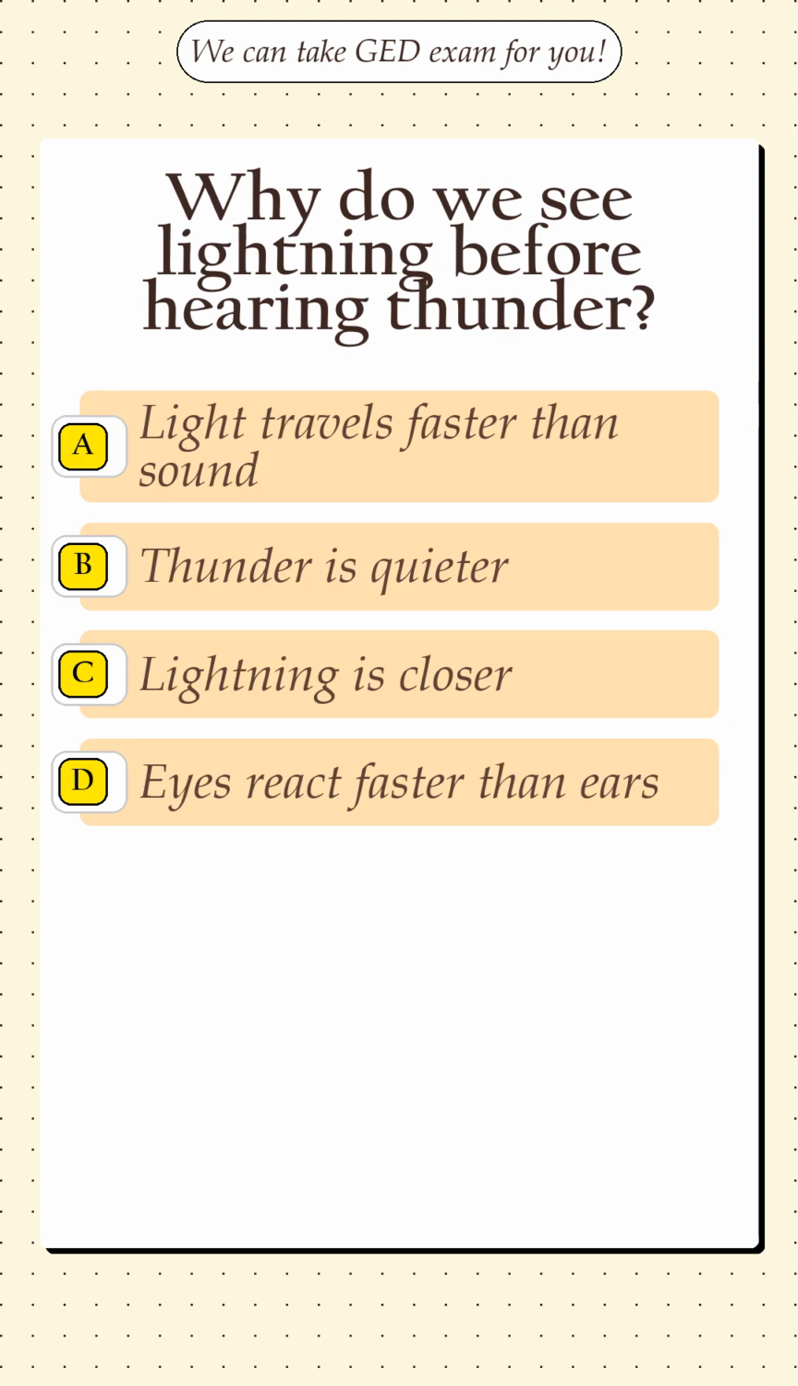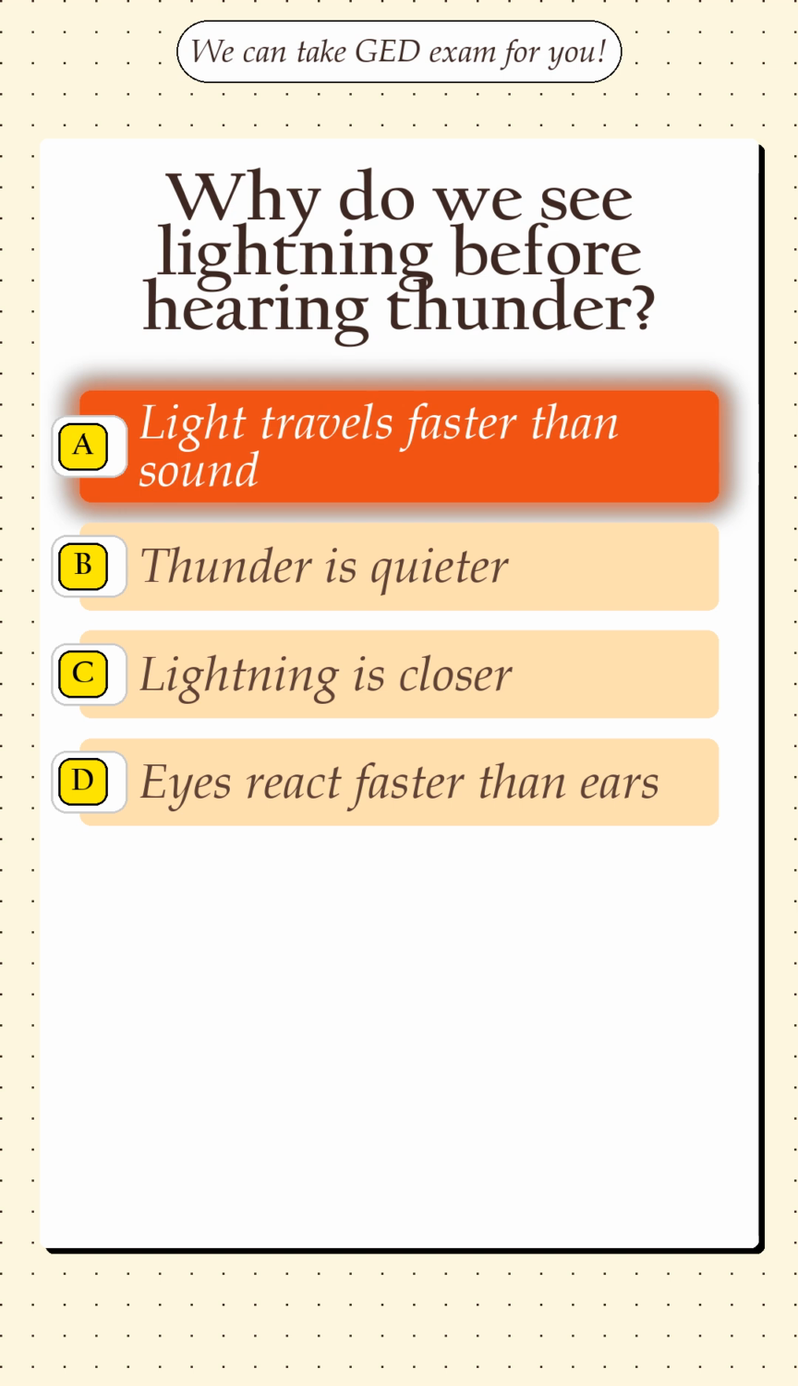Question 20. Why do we see lightning before hearing thunder? Option A, light travels faster than sound. Option B, thunder is quieter. Option C, lightning is closer. Option D, eyes react faster than ears. The correct answer is option A, light travels faster than sound.